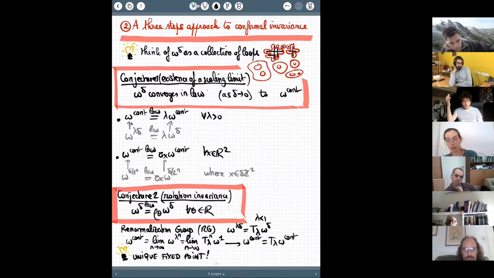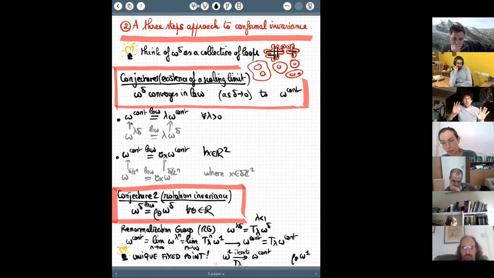But if you have a unique fixed point, then if you start from omega 1 and you iterate T lambda, you end up with omega continuous. But if you start from rho theta omega 1, so just the model on the rotated lattice, and you iterate T lambda, then you end up with a fixed point again. But if there is a unique fixed point, that means you end up with omega continuous. And that tells you immediately that omega continuous has the same law as rho theta, maybe rho minus theta in this case, of omega continuous.